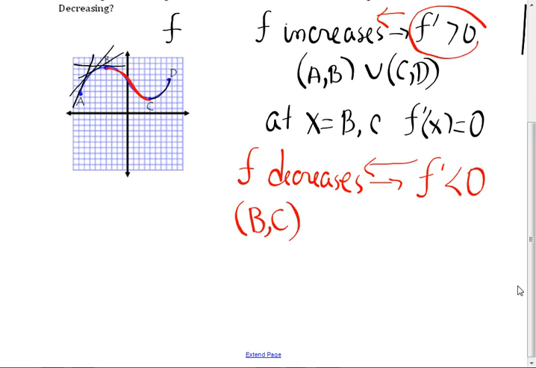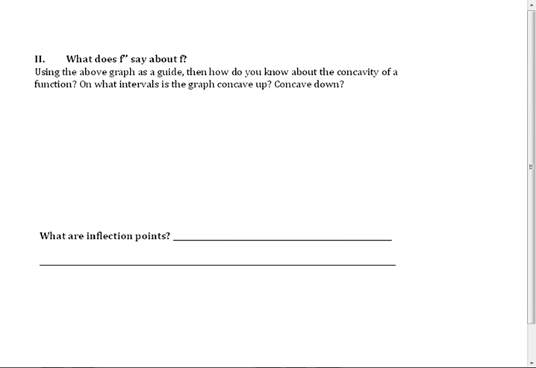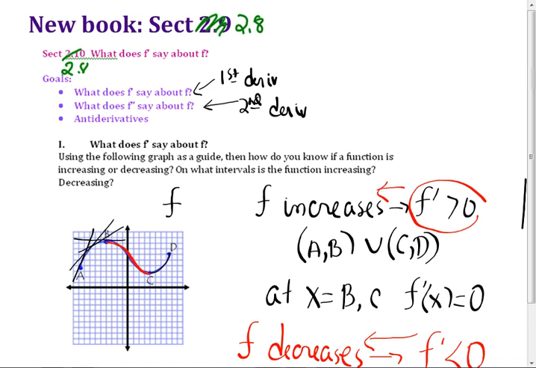It's on your handout. Second derivative. What does f double prime do? I should have another picture of it. So you know what? I'm going to take a picture because I can, and I'm going to go ahead and erase all this stuff. When I take a picture, it'll be on it.